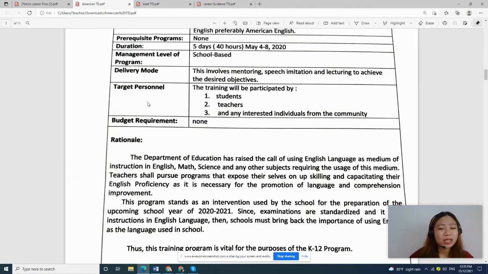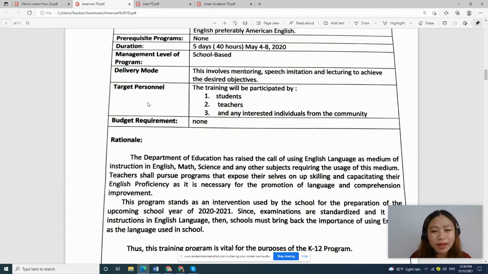Next we have the delivery mode. This is the part where you're going to write down what are the delivery strategies that will be used in the entire program. All right, so I have here mentoring in my case as an example. I have mentoring, speech imitation, and lecturing. Okay, so that's my delivery mode.